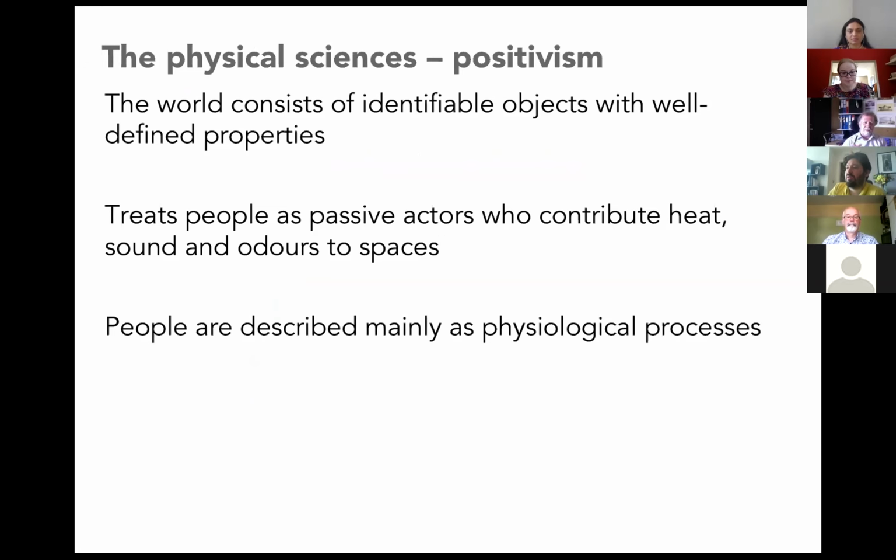It provides us with an understanding of the performance of indoor environments, and is focused on a relatively narrow set of variables, and therefore excludes some important aspects of how people use buildings. So to sum up, the physical sciences approach is that the world consists of identifiable objects with well-defined properties. It treats people as passive actors who contribute mainly to the generation of heat, sound, and odors to spaces. And people are described mainly as physiological processes.